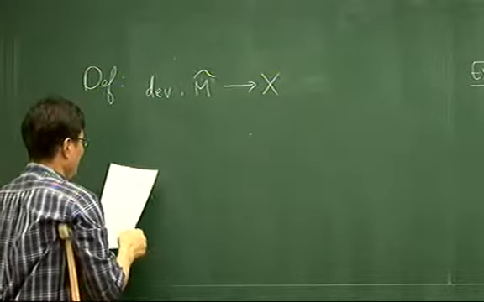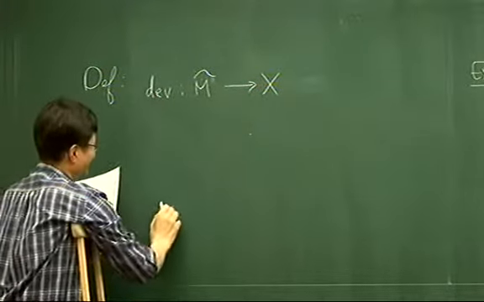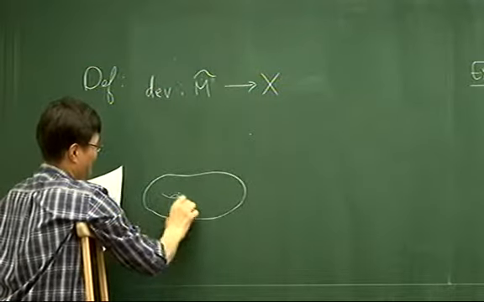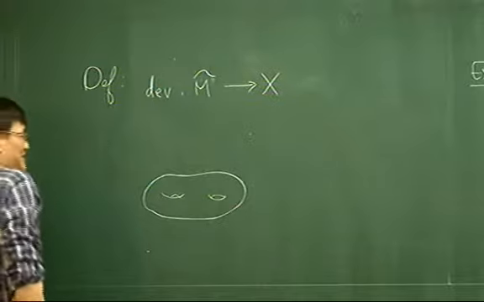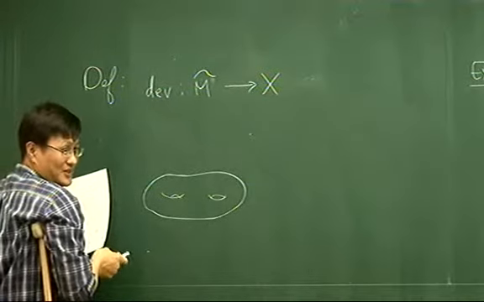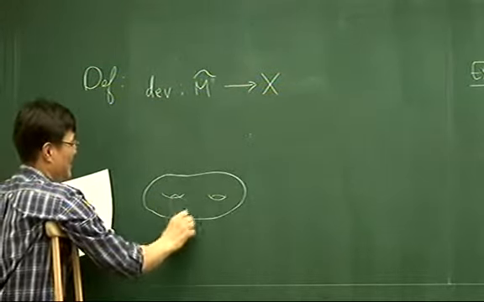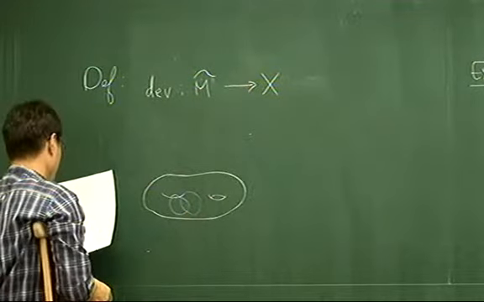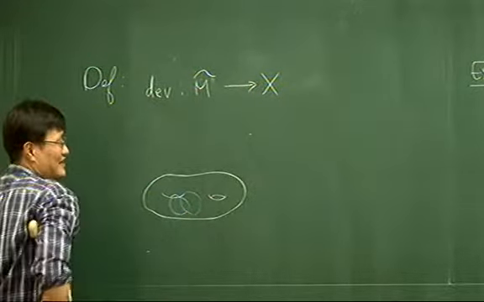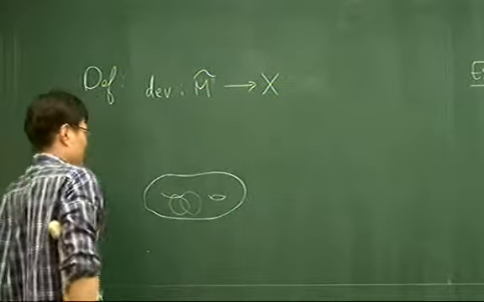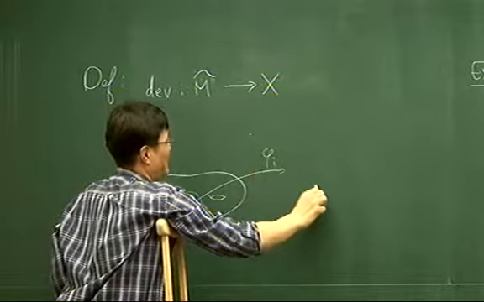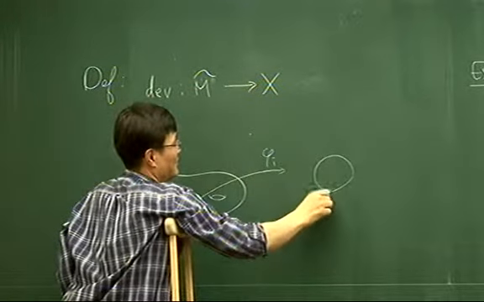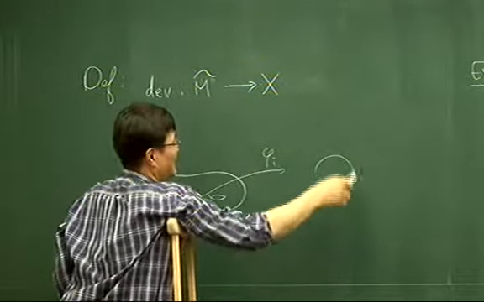Because I'm lazy, it's better to draw pictures. Suppose we have some (G,X)-manifold. Then what is the definition? There's an atlas, and each chart maps, say phi_i, to some open set in X.